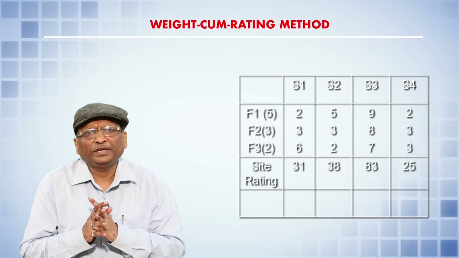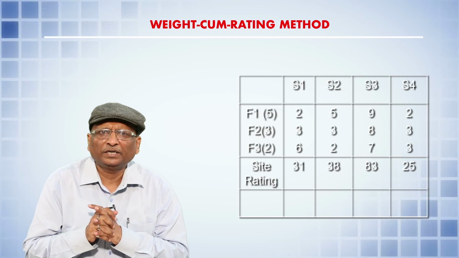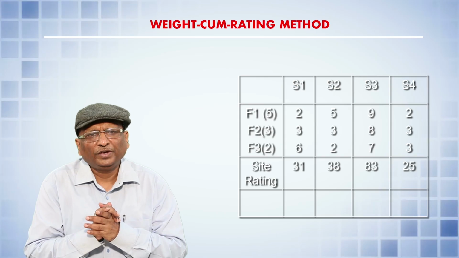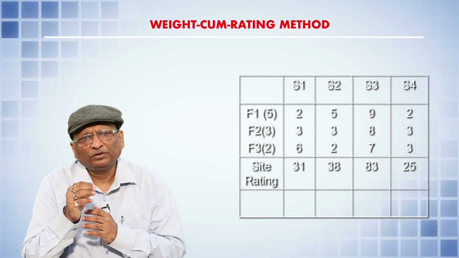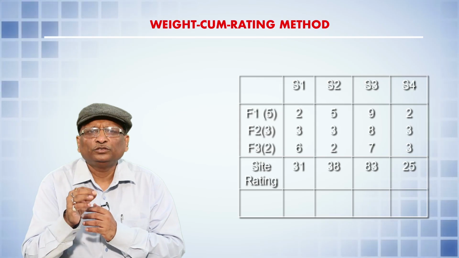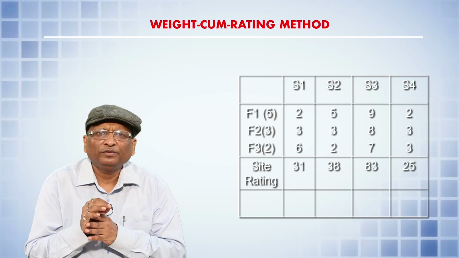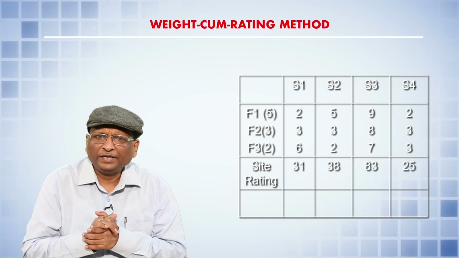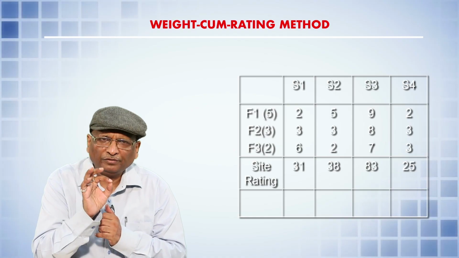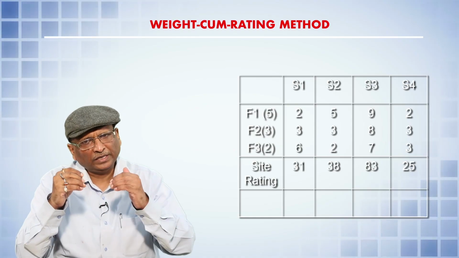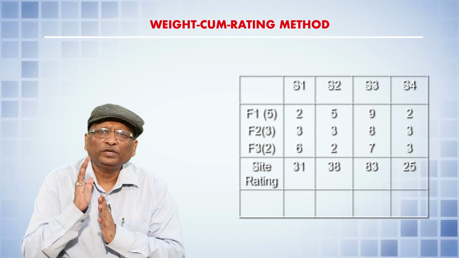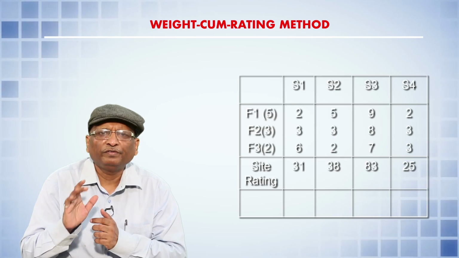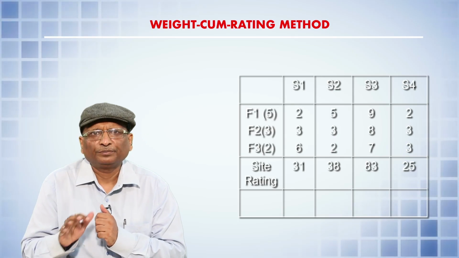Now, another important method is the weight cum rating method. You will find a similar type of situation where we have given the weight from 0 to 5 or 1 to 5. Similarly, we have given weight to sites and then multiplied the weight of factor to the weight of site, and then we have summed up. So, we found that site 3 scores highest. So, we will go for site 3.